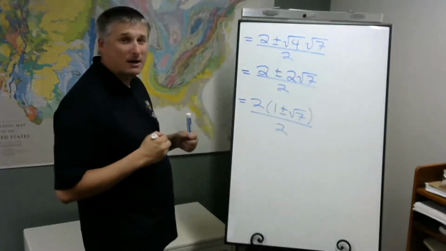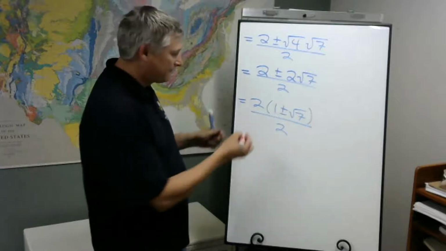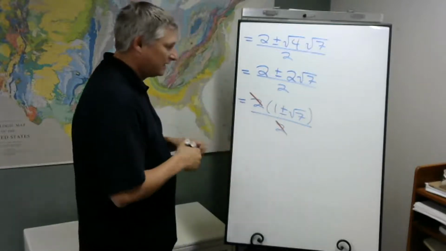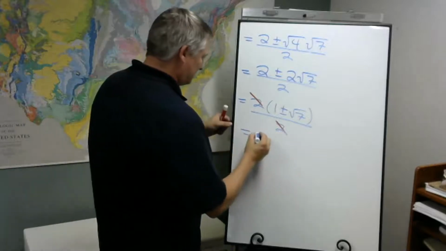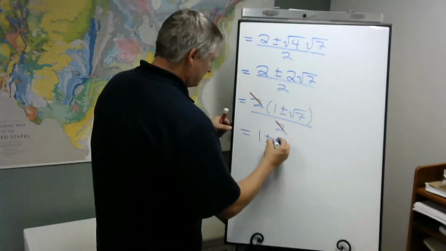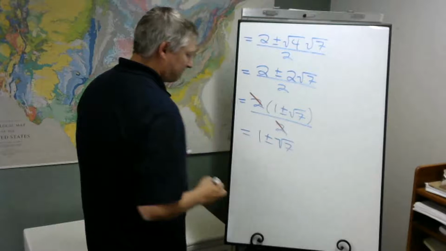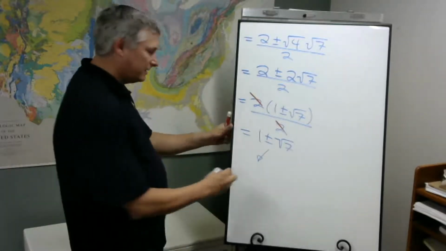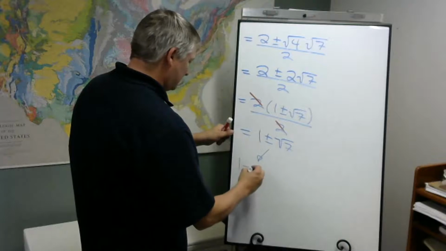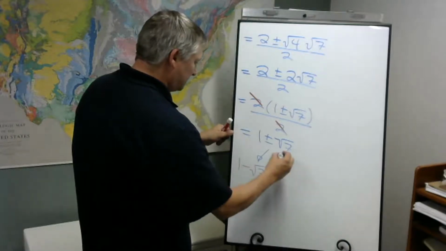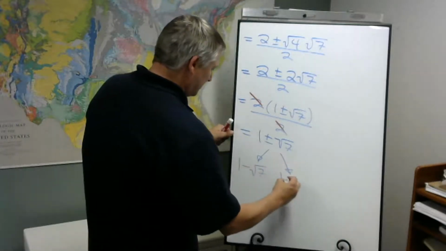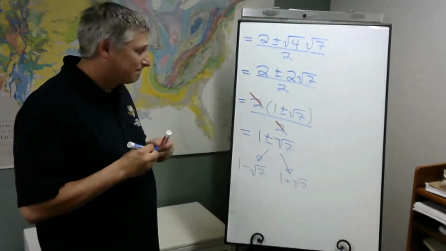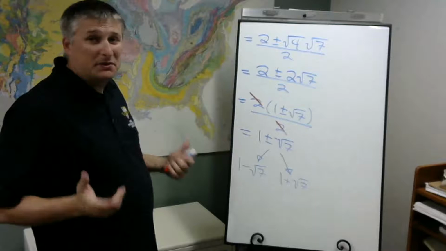And factor that out from the top, like a greatest common factor. Those will cancel. And you're left with this. So this means that quadratic has roots of this and this. And there we go. So what does this say?